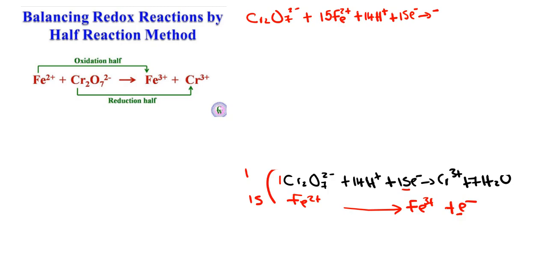So we have chromium 3+, then plus the 15 Fe, like we stated, the reciprocal will multiply, Fe3+ there, then plus 7 H2O. Alright, we can see now the number of electrons are cancelling.